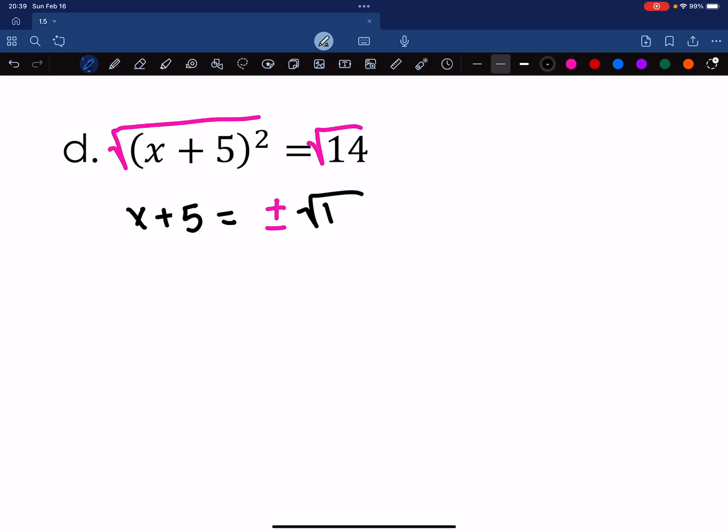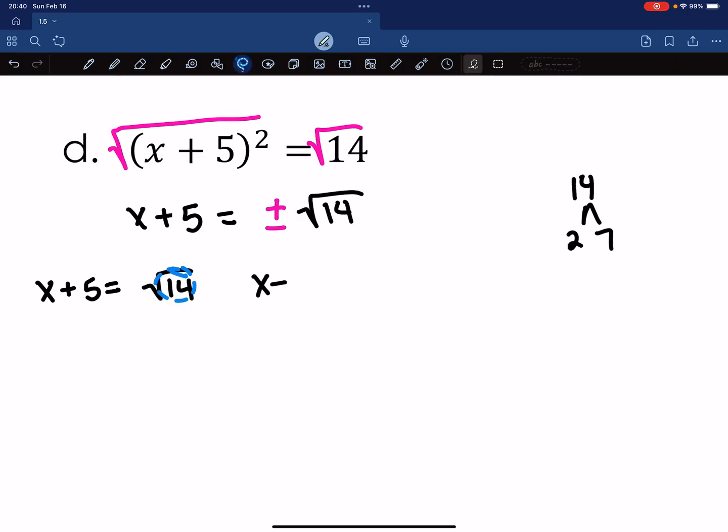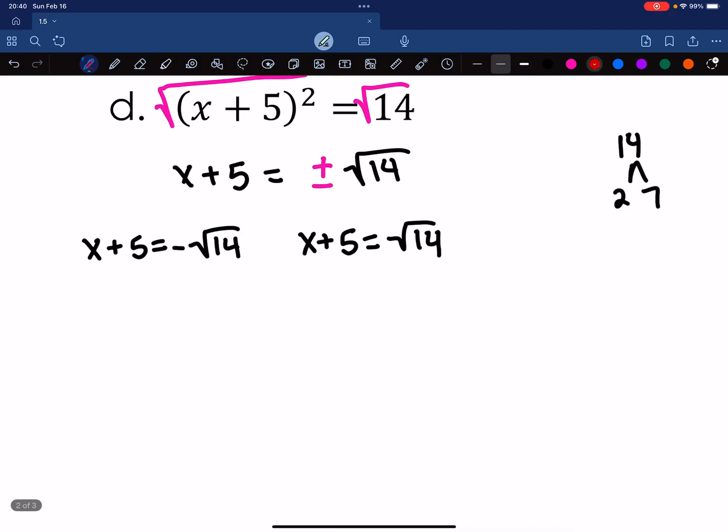Now, if this were a number that could be simplified, it would be super important to split this up and simplify it. But the square root of 14 doesn't simplify, because 14 only breaks down into 2 times 7, and that's it, which is no pairs, so it stays the same. Now, just to make a good habit of it, I'm going to keep it split up like this. So we're going to have x plus 5 equals the negative square root of 14, and x plus 5 equals the positive square root of 14. And then we're going to solve each equation individually.